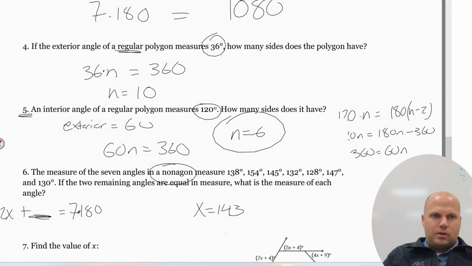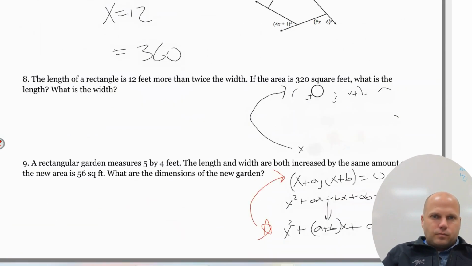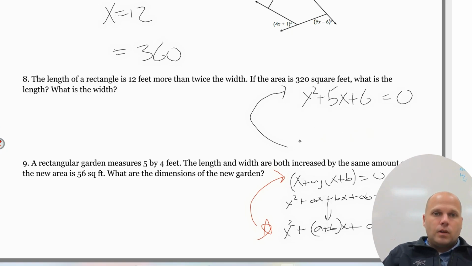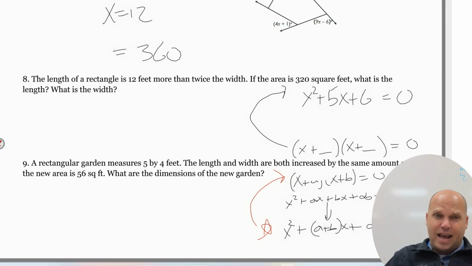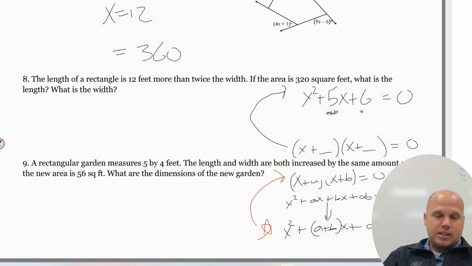This is not a great example. I usually use x squared plus 5x plus 6. I like this better. Well, x plus some number times x plus another number will equal x squared plus 5x plus 6. What are those two numbers? It's the two numbers that add to get to 5 and multiply to get to 6. Those are 2 and 3.